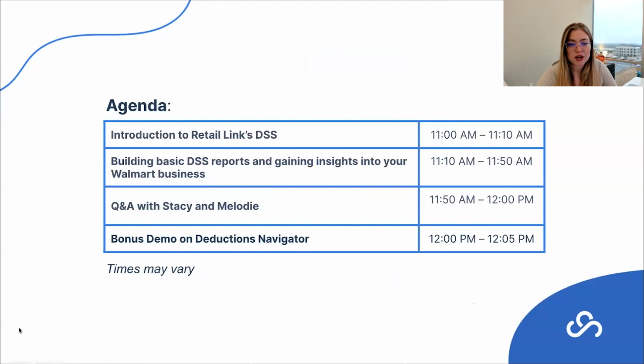So today we are going to be going over Retail Link's DSS. That's going to be a basic introductory, what is it? And then we're going to be going through actual reports that you can be building in DSS and how you can actually use those reports to gain insight into your Walmart business. Then we're going to be doing a Q&A. We actually had a lot of questions that were submitted before this webinar. So we're going to be getting through those, and then any questions that you submit throughout, we will also be trying to answer them as we can, but reserving that time at the end. And then if you guys are curious, what is SupplyPike? What do you do? How can you help me? We're going to be doing a little bonus demo at the end, covering all of that. So hopefully you guys can stay on for that if you have any questions.